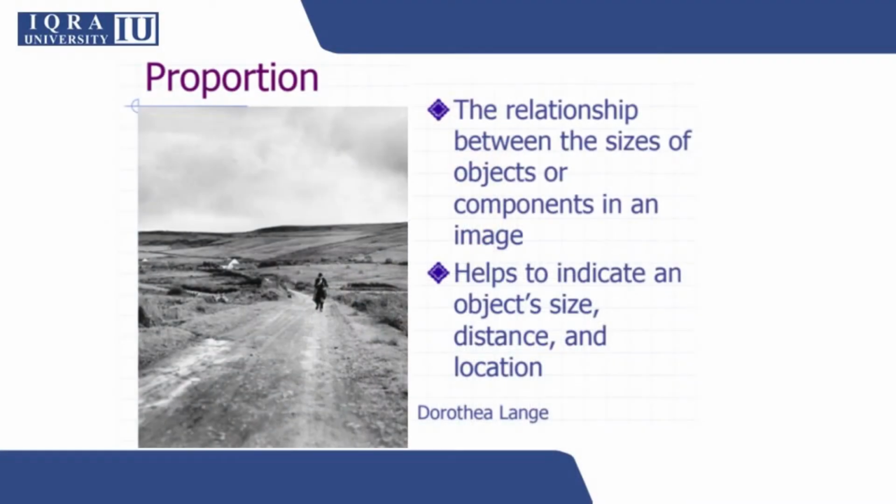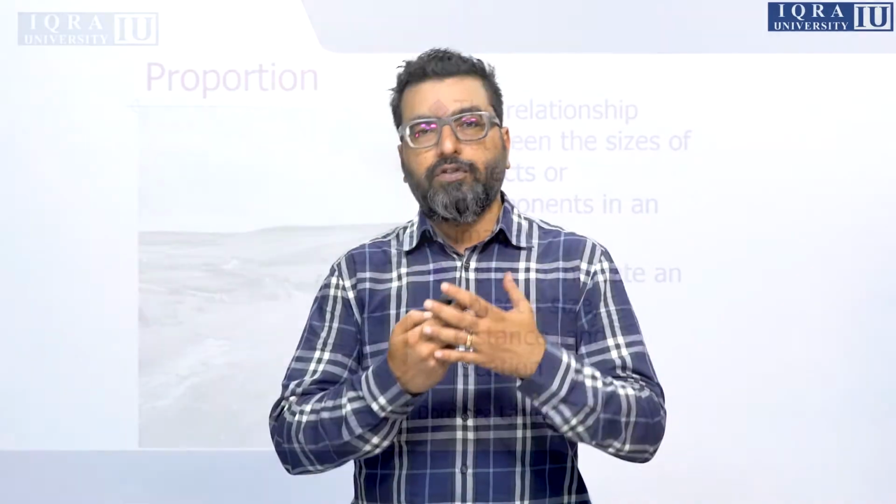Proportion is the second principle of art. Proportion basically explains the relationship between two objects or two subjects. There has to be two things in order to explain proportion. अब वो जो relationship है दो subjects के बीच में, वो in terms of size हो सकता है, in terms of distance हो सकता है.